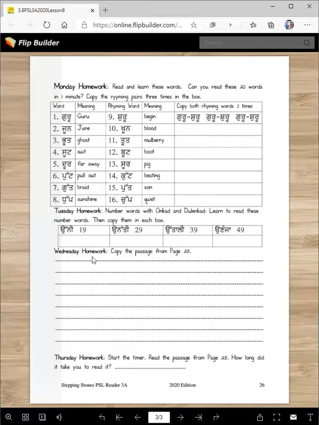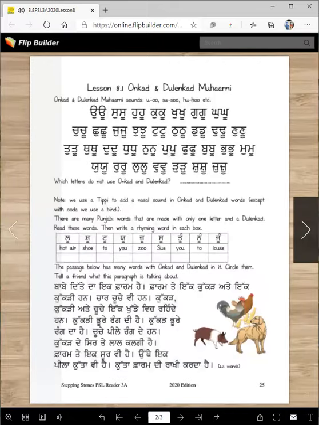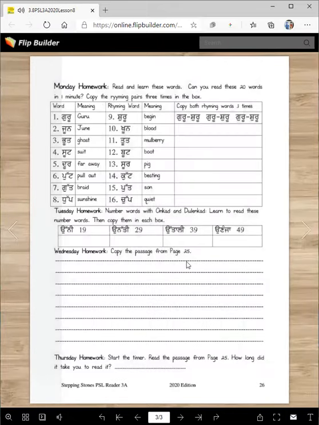Theek hai? Wednesday homework, copy the passage, the little story we read here on this page. You will copy it in beautiful handwriting here. How is this going to help you become a better Punjabi reader? When you read something, when you say something and write something, you become a learner, you become a reader, you learn the language. Then Thursday homework, start the timer, read the passage from page 25, the same one we read. How long did it take you to read? Write the number of minutes or seconds you took.